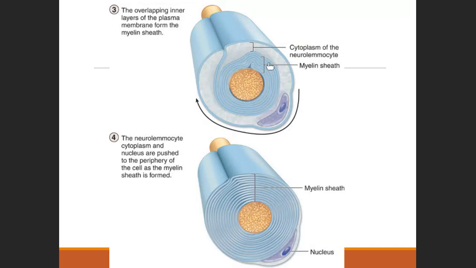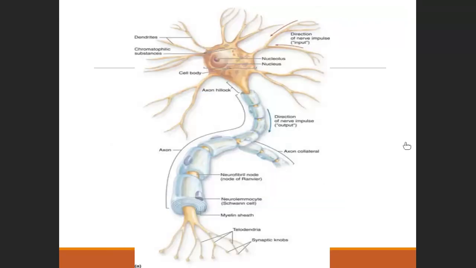What's occurring here is we are getting multiple layers of Schwann cell membrane. That continues until what's left is very, very little intracellular fluid, but multiple layers of the membrane. And at that point, we call that myelin. And if we look at how the Schwann cells will form this sleeve that runs down the axon, we call this entire structure a myelin sheath.